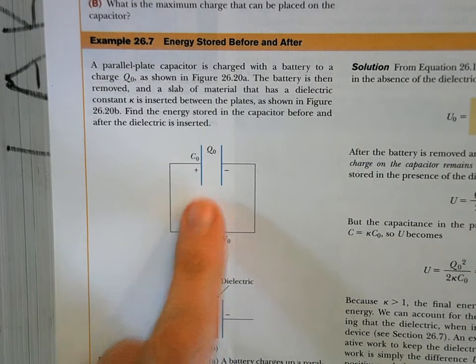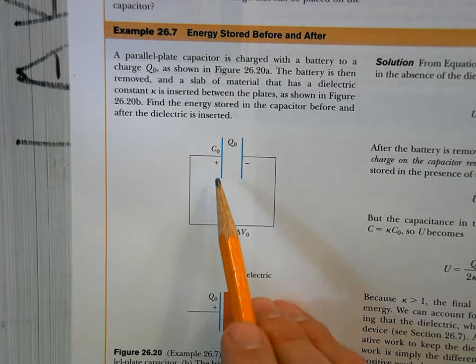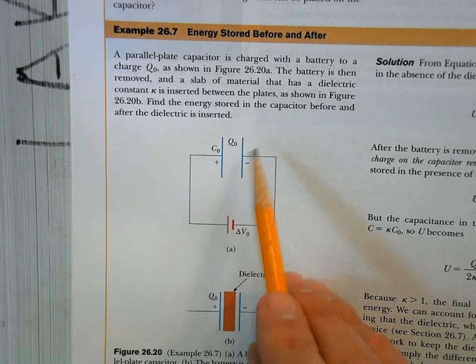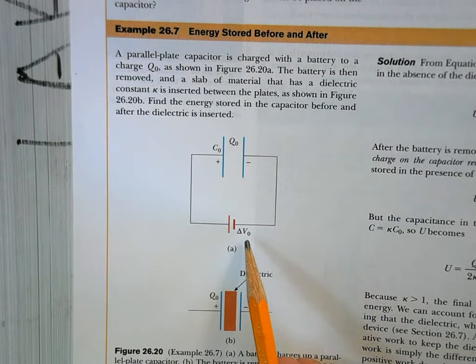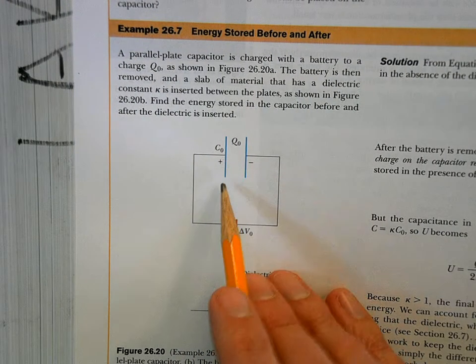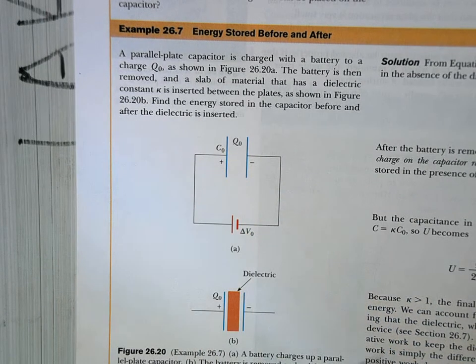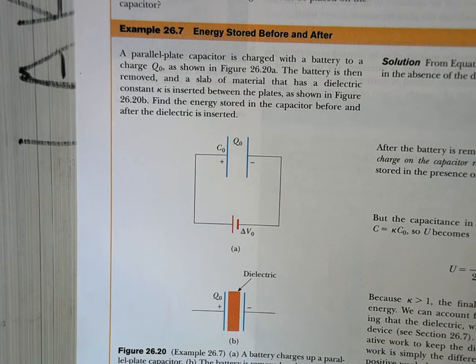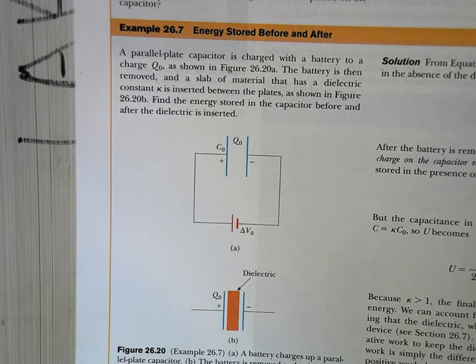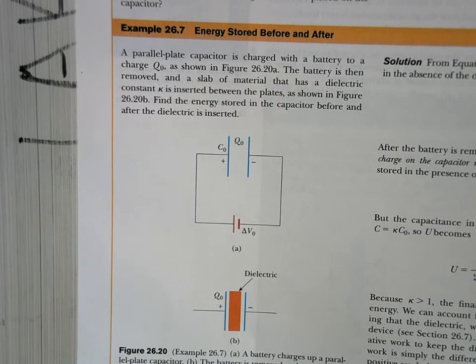We've got a capacitor that's hooked up to a battery, and the capacitor has a capacitance. We get a certain amount of charge, depending on what this is. Then we disconnect the battery, so all that charge, all that energy is still in there, right? But I've taken the battery away, and then I put in a dielectric material. That's going to change the capacitance.